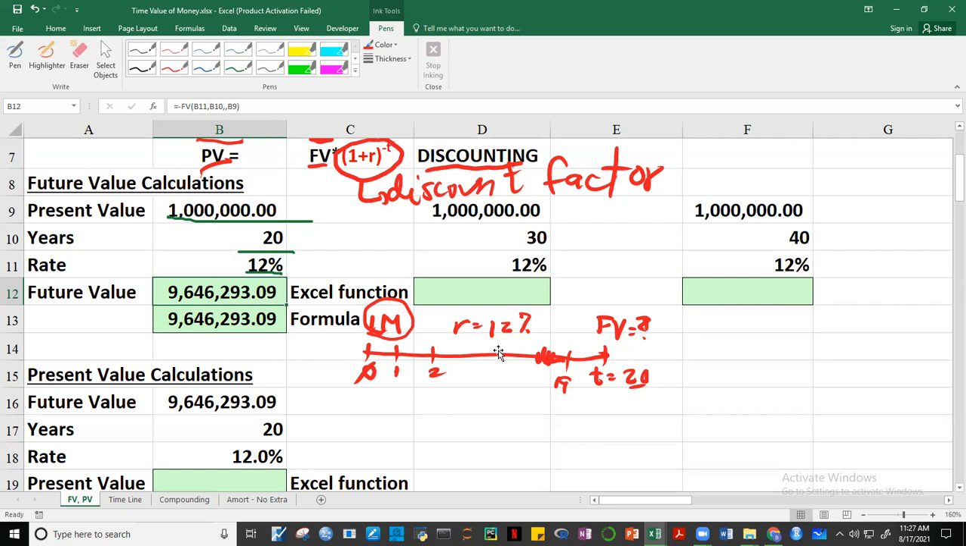We are indifferent. Kunyari, tanong ka, anong gusto mo? 1 million ngayon o 9.646 million in 20 years? Assuming na ang rate of return is 12%, guys. Answer? It doesn't matter, guys. It doesn't matter whether you choose 1 million now or 9.646 million after 20 years, assuming that the rate of return is 12%. We are indifferent about that. We choose 1 million today or 9.6 million after 20 years. It doesn't matter. They are equivalent values.